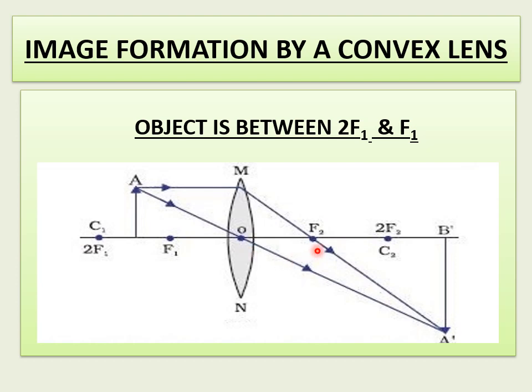So this ray and this ray, they try to meet at one point, children. Now mark this intersection point and drop a perpendicular to the principal axis. So name it as B dash and A dash. So this is your image, children. And where is the position of the image formed? That is beyond 2F2. Just keep this in mind.